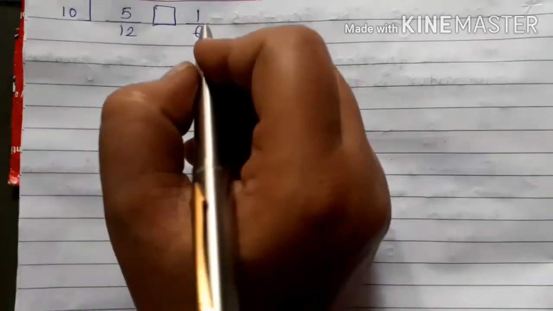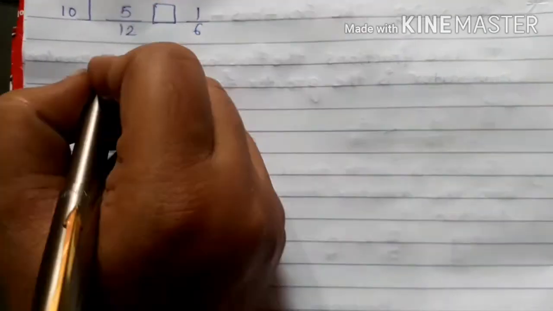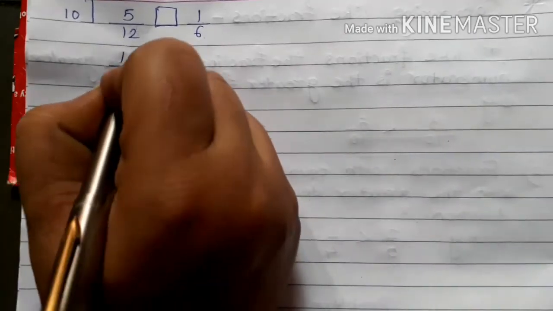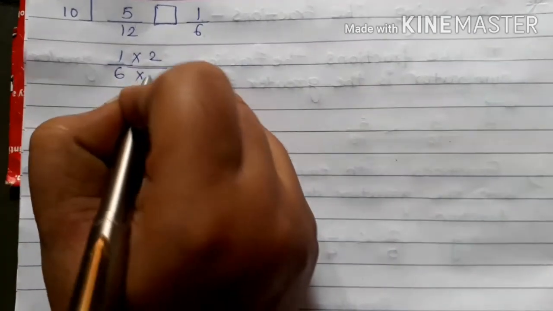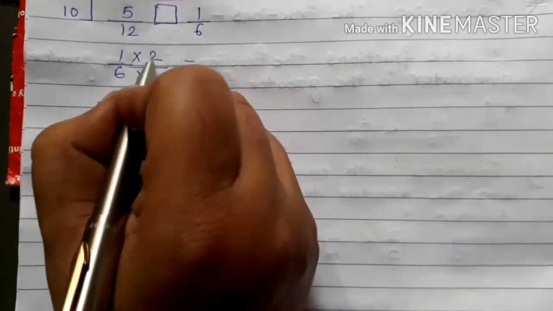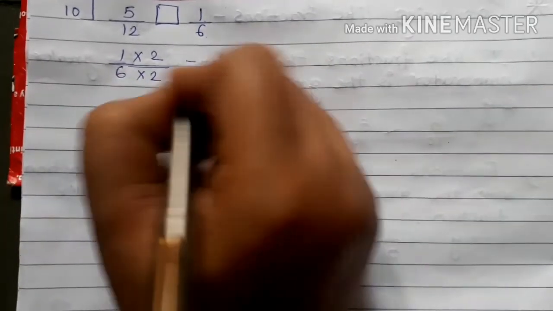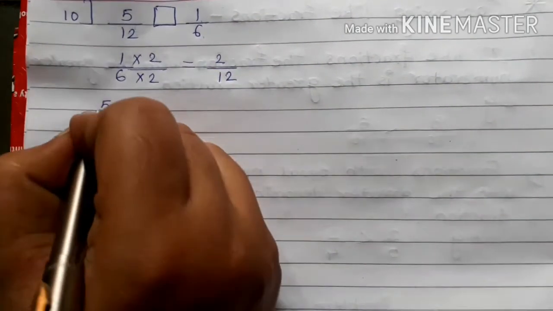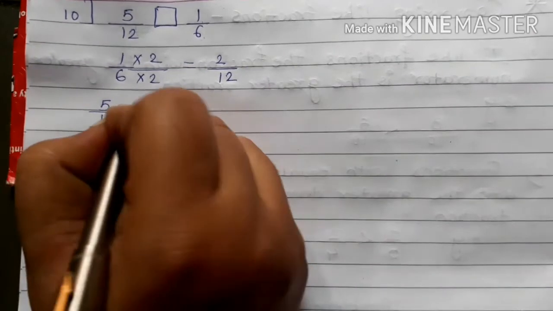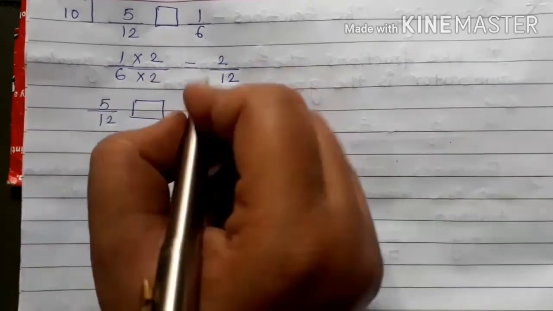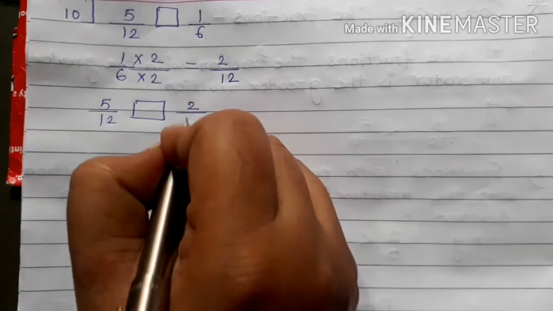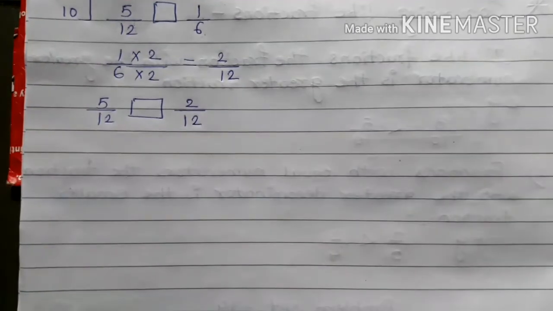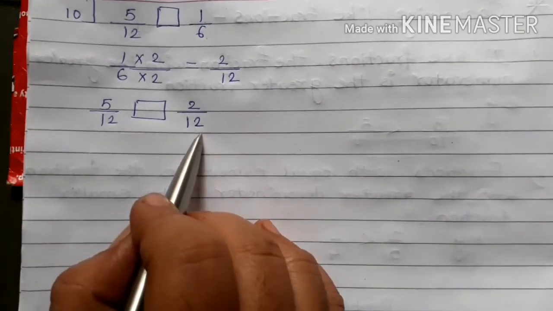So now I am taking this fraction 1 upon 6. As we know 6 2s are 12, so I am going to multiply by 2 to both sides, numerator and denominator. So 2 1s are 2 and 2 6s are 12. Now we get the denominator 12. So this 5 upon 12 we write as it is. Now 1 upon 6 converts into 2 upon 12. So here we get the equal denominator.